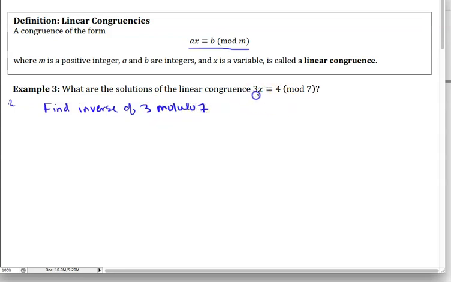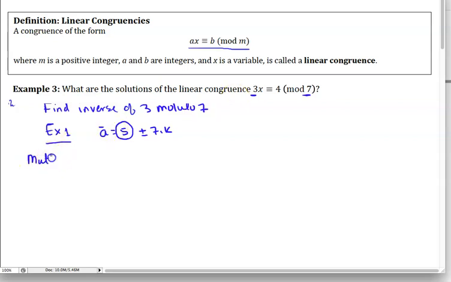This number appears before the x and the mod. We want the inverse of that because we're going to multiply both sides by that inverse. We saw in example 1 that the inverse of 3 mod 7 is equal to 5. It's actually 5 plus or minus any multiple of 7, but we're just going to use the first non-negative integer there.